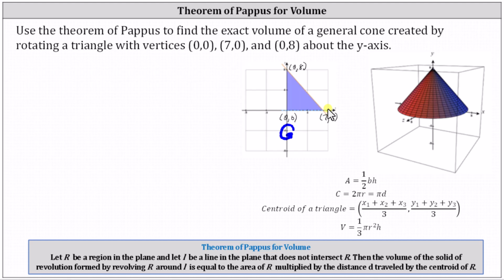Our goal is to find the volume of the cone using the theorem of Pappus, but we'll also verify the result using the volume formula for a cone, which is 1/3 pi r squared h. Let's review the theorem below.